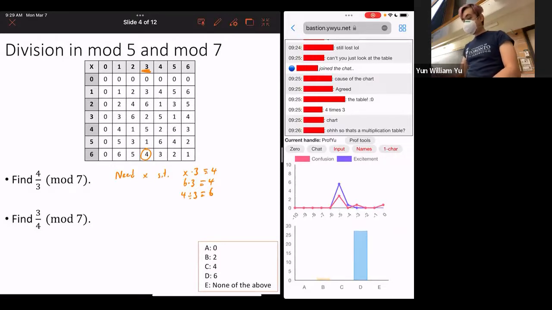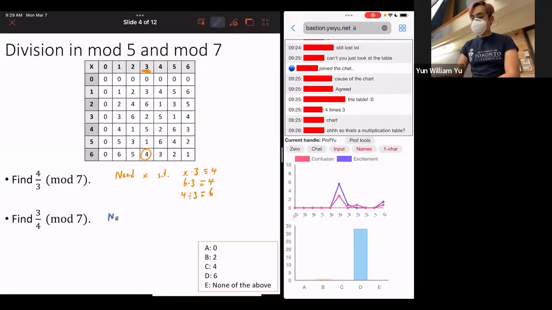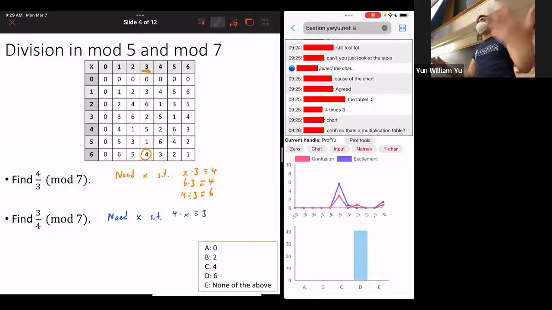Okay, it looks like people are guessing 6 again. Well, let's see if this is correct. So what do we need? We need x such that 4 times x is equivalent to 3, right? Because you want 4 times something that's equal to 3.